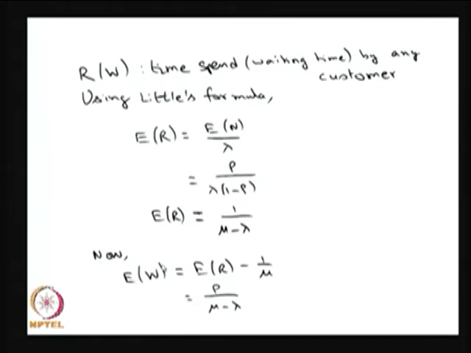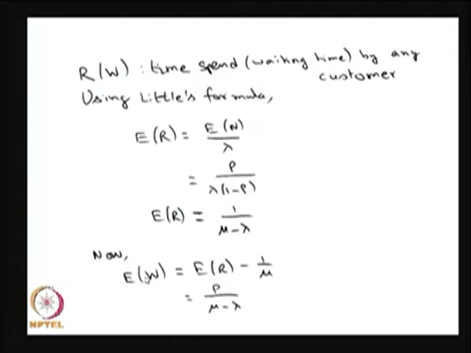Similarly, once I know the average time spent in the system, if I subtract the average time of my own service, then that is going to be the average time waiting in the queue. So, the average time waiting in the queue is the same as the average time spent in the system minus my own average service time. In the M/M/1 queue model, the service time is exponentially distributed with the parameter mu, therefore the average is 1 by mu. So, the difference will give the average time waiting in the queue by any customer.